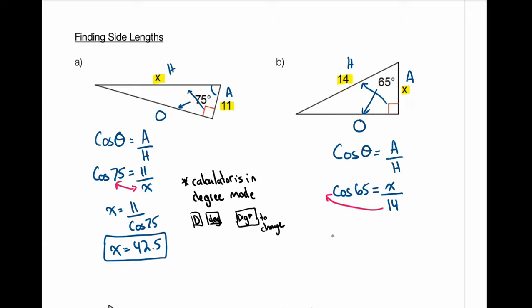So bring the 14 up, we get 14 times cosine 65 equals x. And this just becomes a calculation on our calculator, and we get a side length of 5.9.